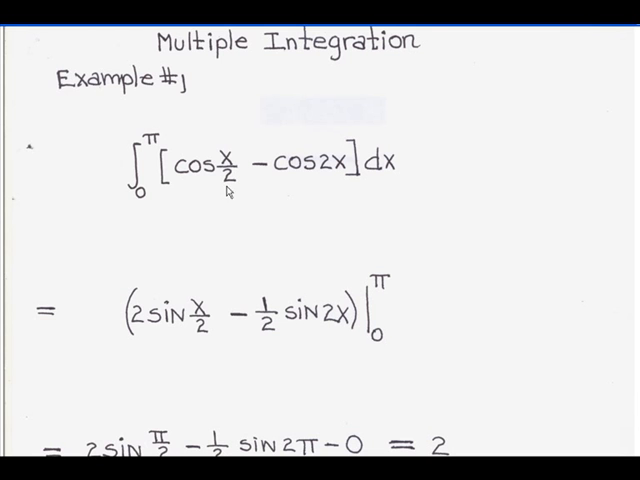So now we take the integral of the cosine of x divided by 2, and all this is with respect to x. The integral of the cosine of x divided by 2 is 2 times the sine of x divided by 2. The integral of minus the cosine of 2x is minus 1/2 times the sine of 2x. And now x goes between 0 and pi. So this is where the bound was for the x. X was greater than or equal to 0, less than or equal to pi.